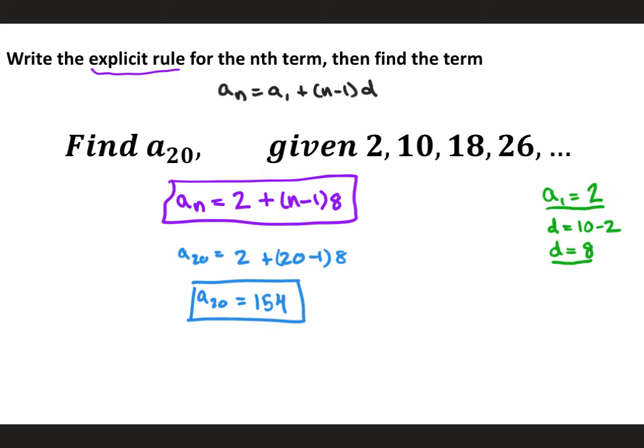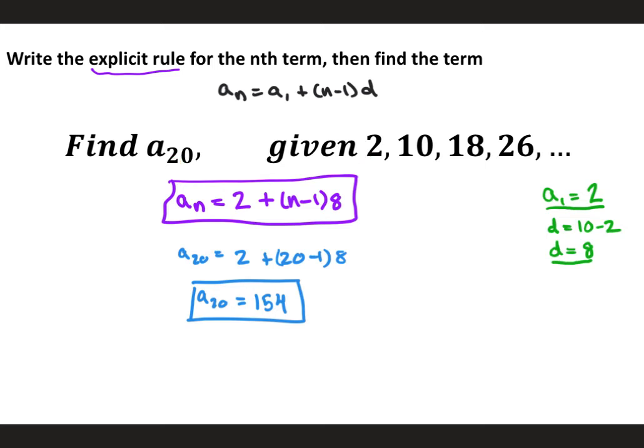All right, now, little side note. We know how arithmetic works, right? It's just adding the same thing over and over. This problem asked us for the explicit rule, so we had to give it. But say we forgot how to do that, and we still wanted to be able to find the term part, and we know we need the 20th term.